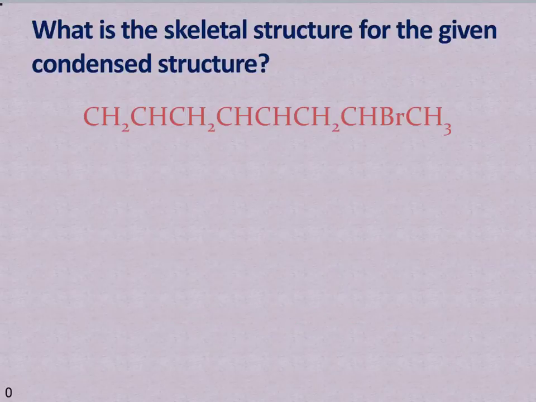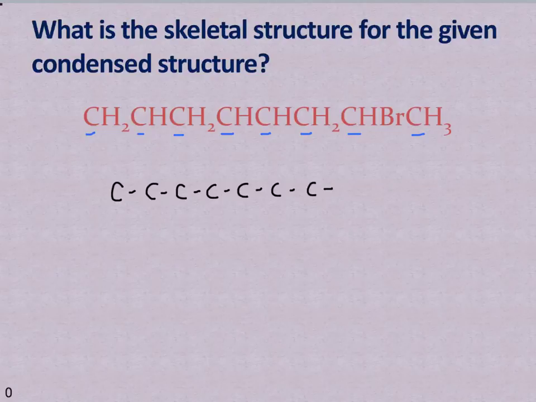I'm going to take the same approach as I did before. I'm going to go through and figure out how many carbons I have in my main chain in my molecule. So I have 1, 2, 3, 4, 5, 6, 7, 8 carbons in my main chain. And so that's the first thing I'm actually going to draw out, those 8 carbons. Okay, so I have my 8 carbons there.